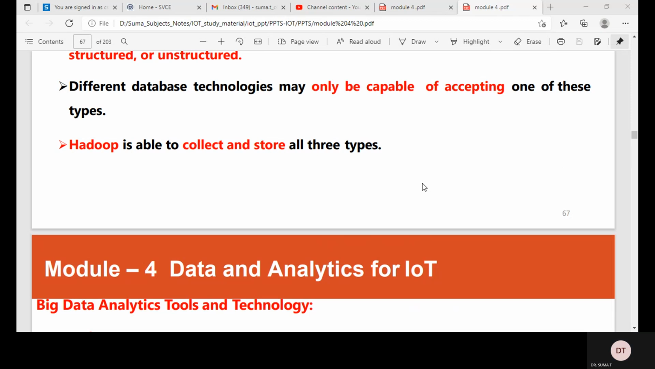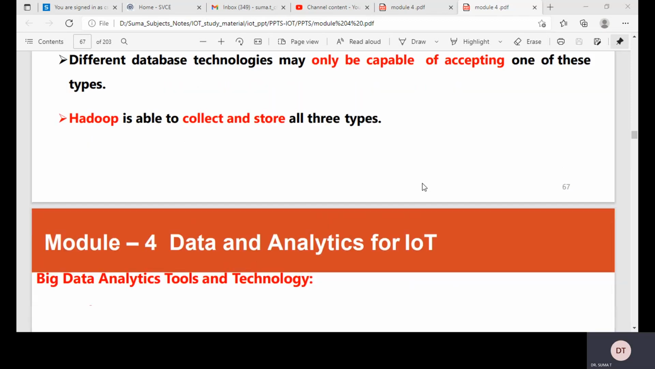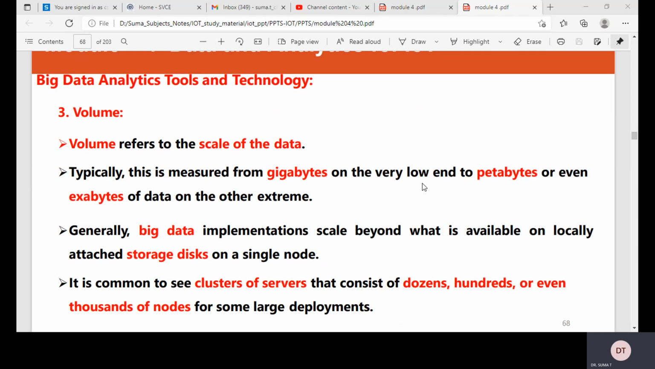Then volume refers to the scale of the data. We say voluminous data. Voluminous data means we are going to measure that data in a large way, so we call that voluminous data. Typically, this is measured from gigabytes on the very low end to petabytes or even exabytes on the other extreme. Peta means 10 to the power 5 gigabytes, exa means 10 to the power 6 gigabytes.